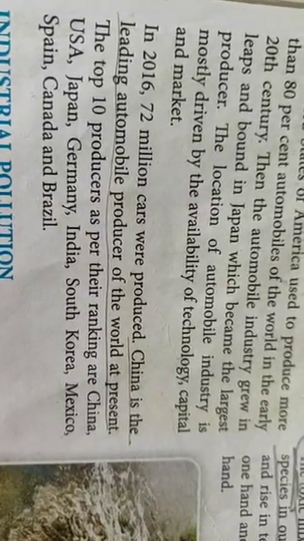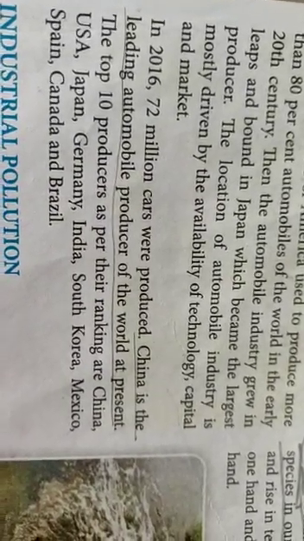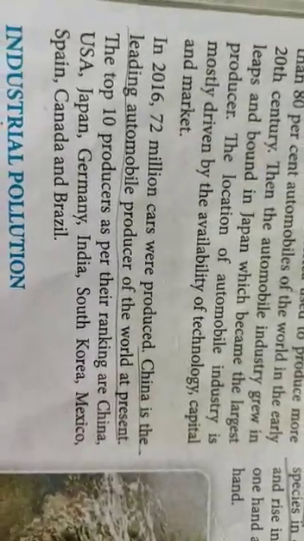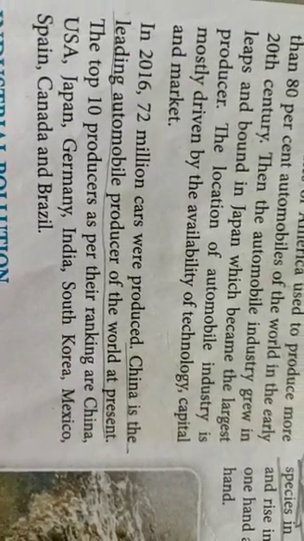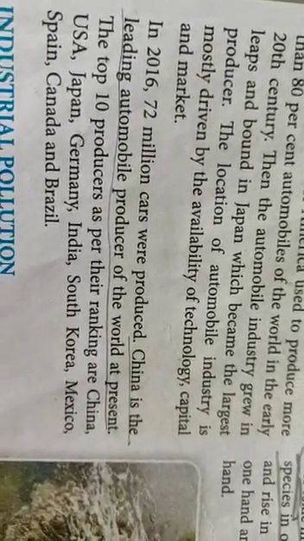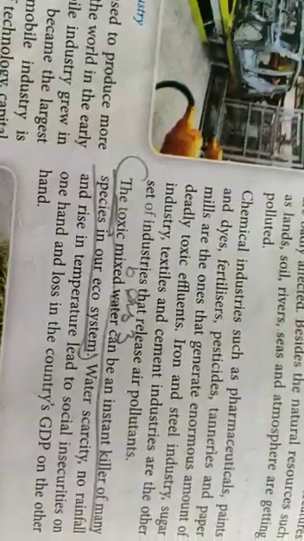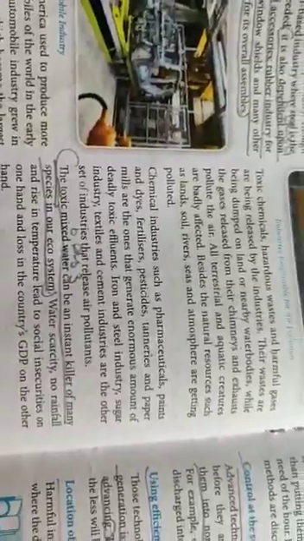China is the leading automobile producer of the world at present. The top 10 producers as per their ranking are China, US, Japan, Germany, India, South Korea, Mexico, Spain, Canada and Brazil. Now industrial pollution, we'll take it up in the next video.